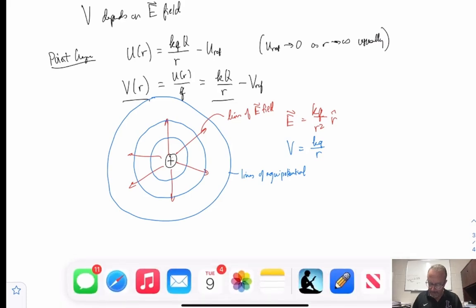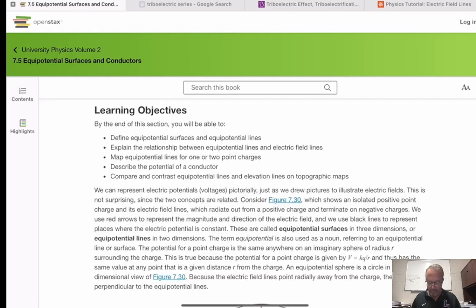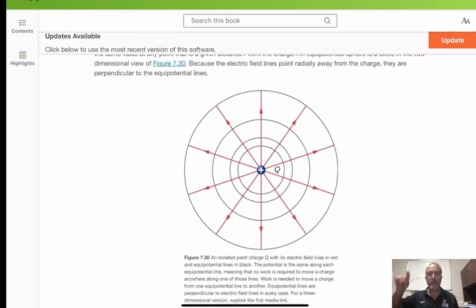If you want to look at different types of equipotential surfaces, look at the book here. So there's the point charge, and it shows the isolated electric field lines. The potential is the same along an equipotential line. Notice what that means. No work is required to move a charge around an equipotential surface. If you want to move a charge in a circle around an isolated point charge, you can do it with no work.